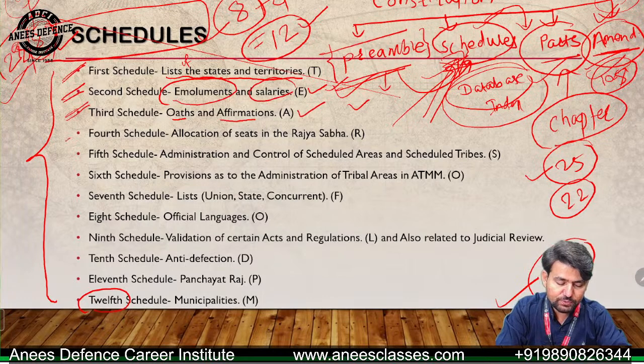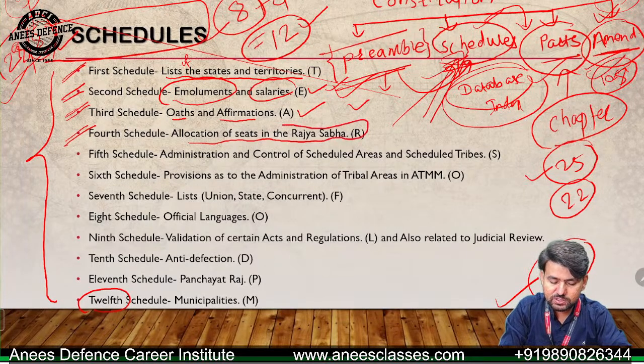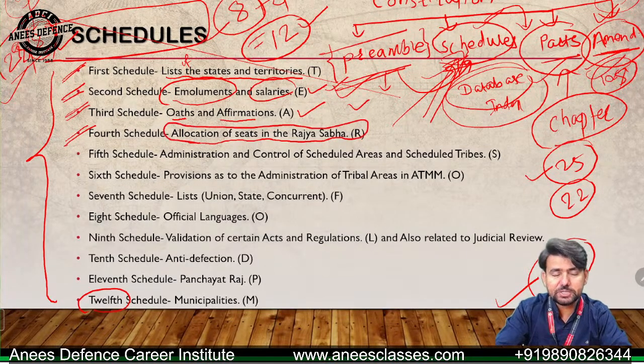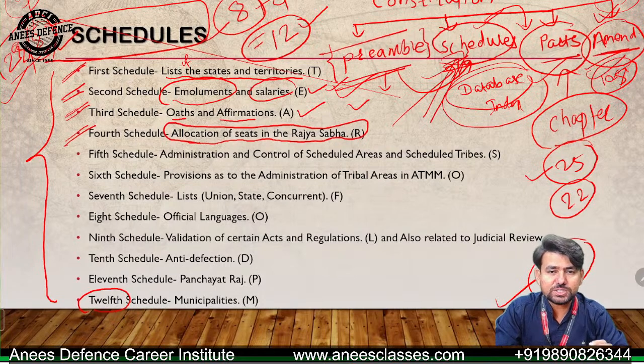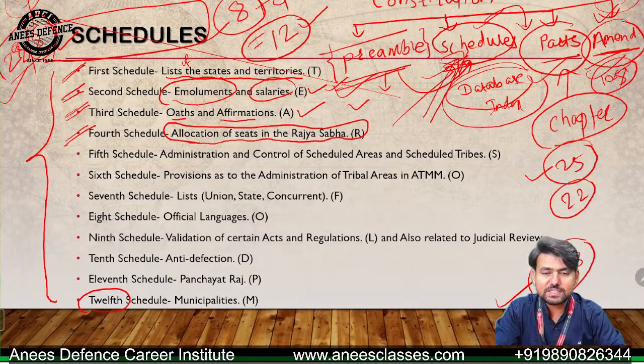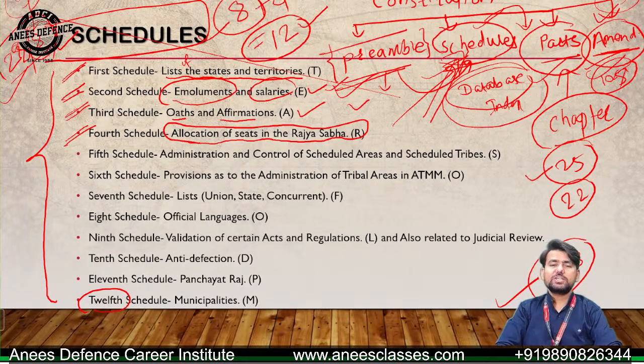After schedule number 3, we have schedule number 4. It talks about the allocation of seats in the Rajya Sabha. This is very important, and multiple times they have asked questions on schedule number 4. Before I go into the nitty-gritties of this schedule, let me make you aware of the election process of Parliament. You have to only listen to me carefully.